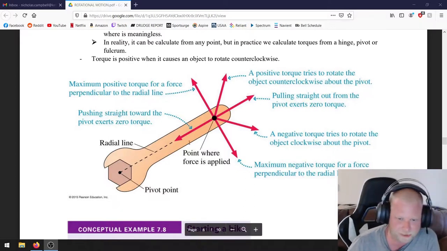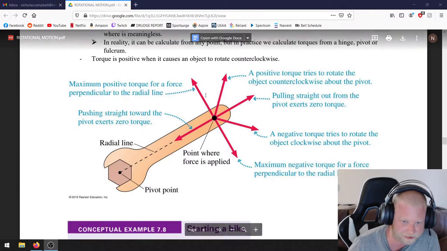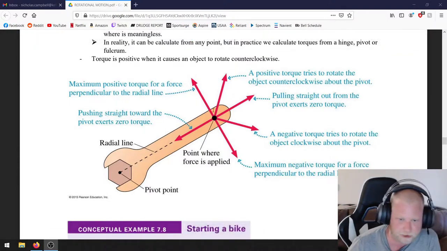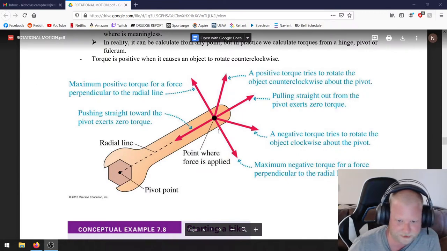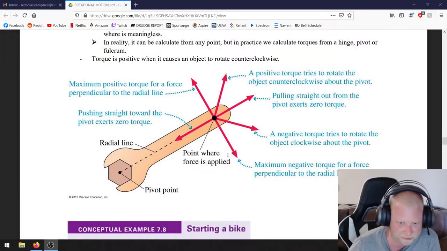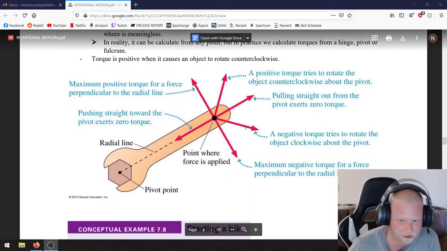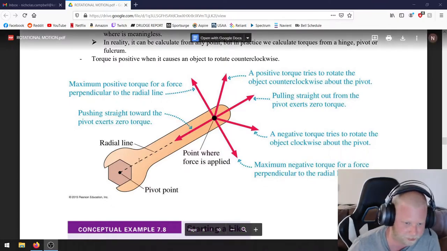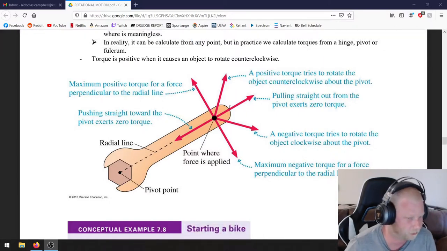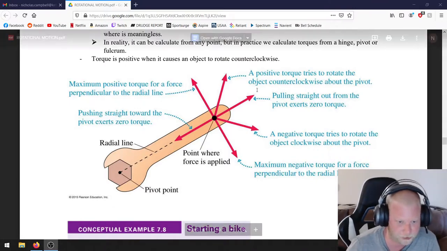So if we're looking at this image here, this force would generate the maximum positive torque. This force would generate the maximum negative torque. This would be some amount of negative torque. This would be some amount of positive torque. And these two that are directly parallel to that radial line would generate no torque at all. Right? If you push on the wrench or pull on the wrench, that wrench isn't going to spin.